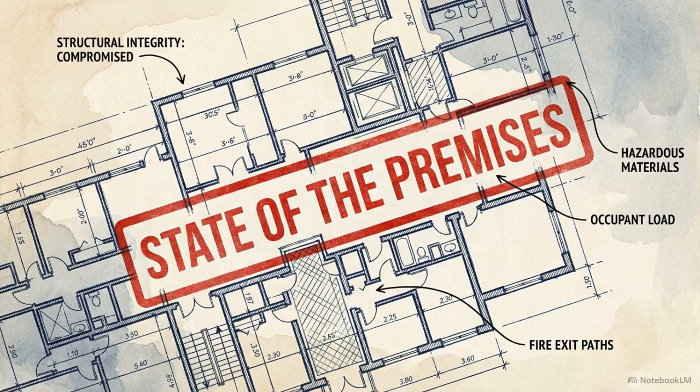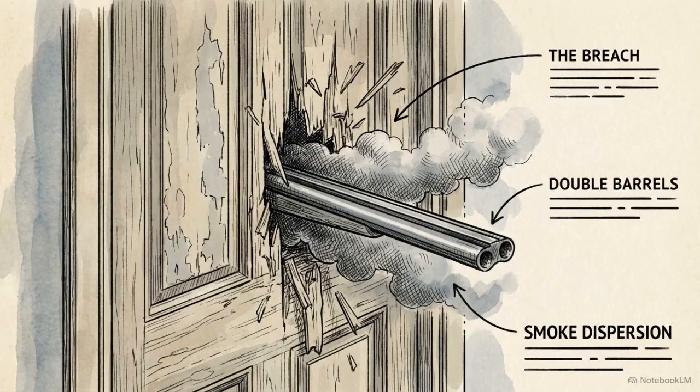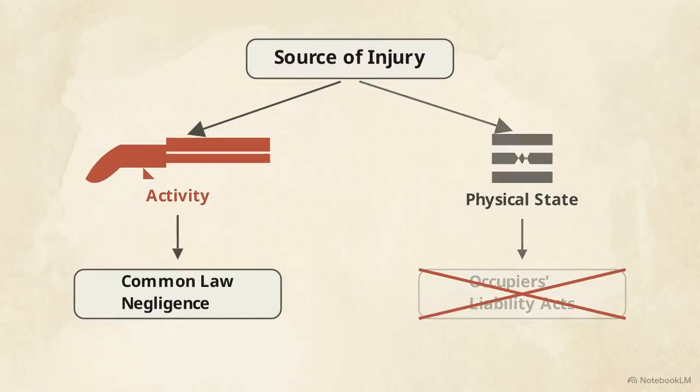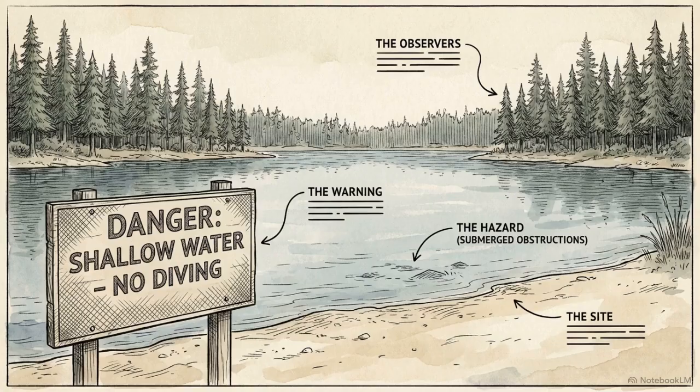The second preliminary issue is the scope of the danger. Both acts explicitly state they only cover dangers due to the state of the premises. This means structural or physical defects. It does not cover injuries caused by an occupier's activity. In Revel v. Newberry, an occupier fired a shotgun through a door and hit a trespasser. The court ruled the acts did not apply because firing a gun is an activity, not a physical state of the building. It also excludes injuries resulting entirely from the claimant's own conduct.